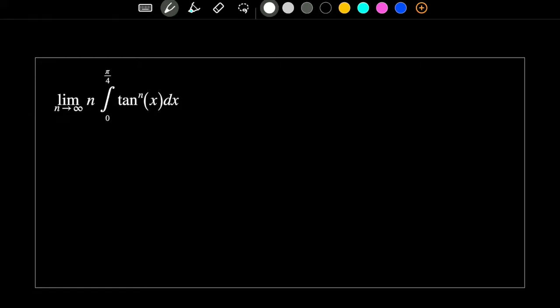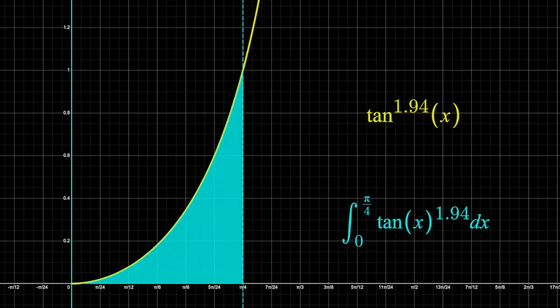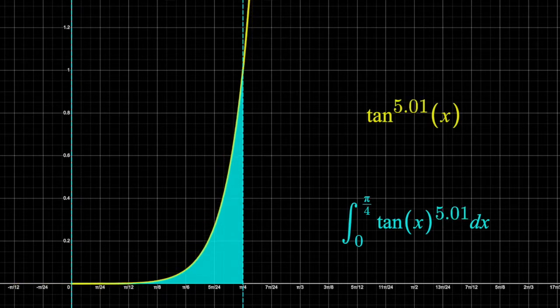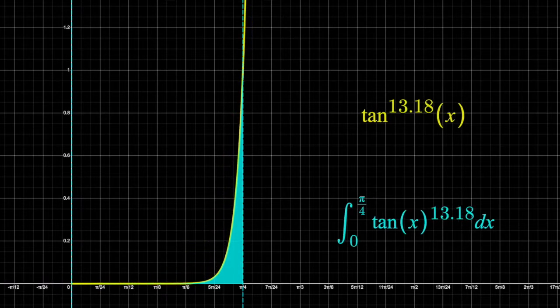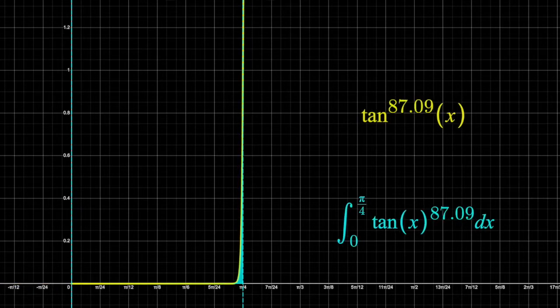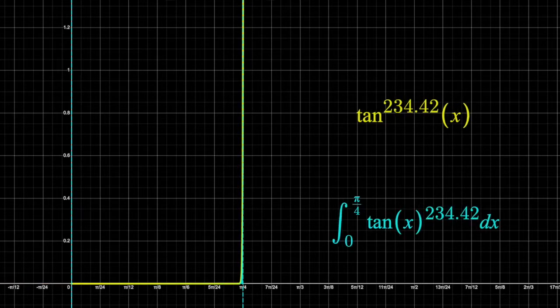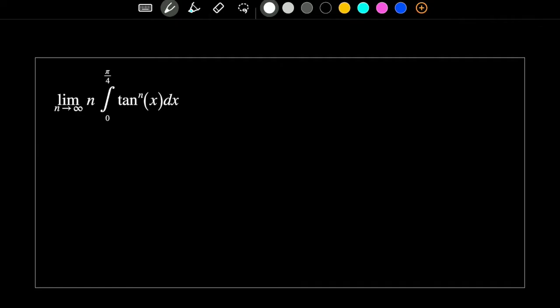So we're going to get n times our integral, and n is going to go to infinity, and our tangent of x between 0 and pi over 4 is going to go to 0, especially when, of course, we take this limit to the nth power. So tangent of 0 is equal to 0, and tangent of pi over 4 is equal to 1. We basically have this 0 times infinity situation, and we have to deal with that using some tricks.